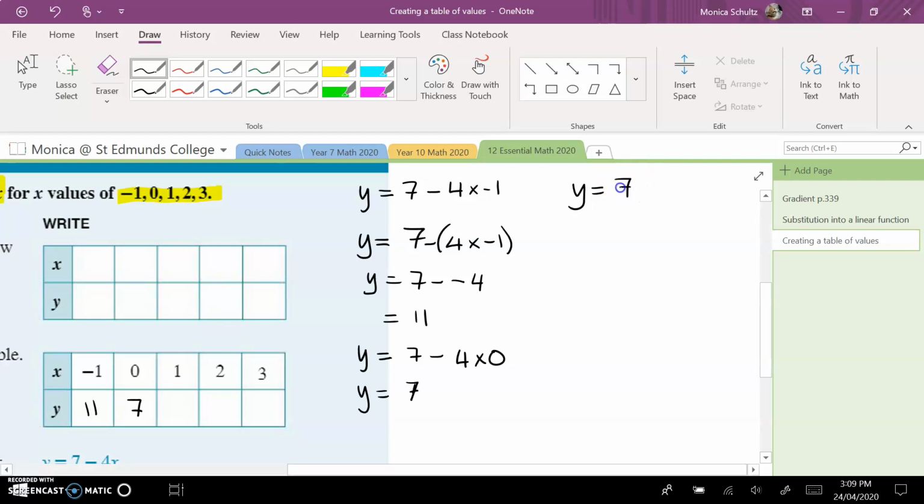We just need to see you plug in your values and a little bit of working. So y equals 7 minus 4 times 1 is my next one. I'm going to have y equals 7 minus 4, which is equal to 3. And I'll plug that in.